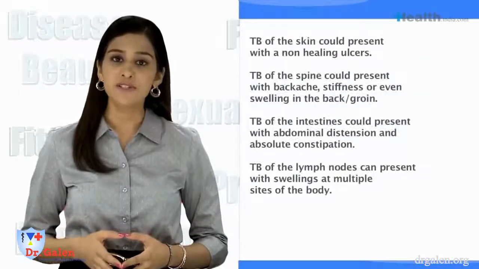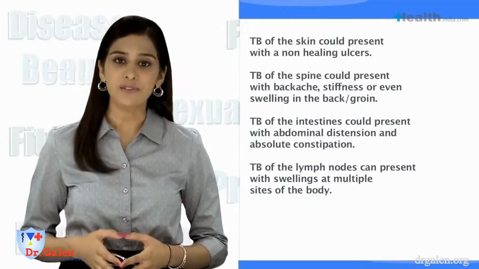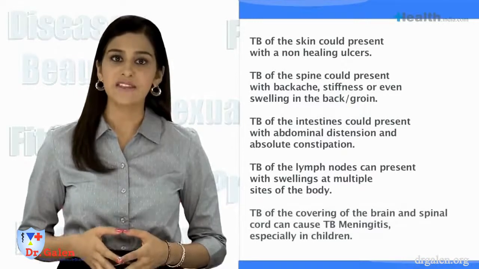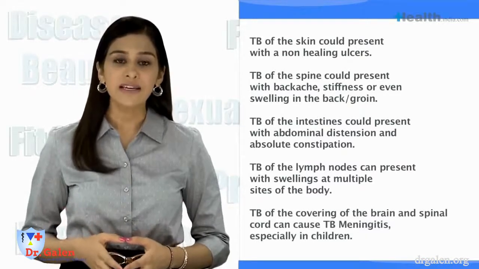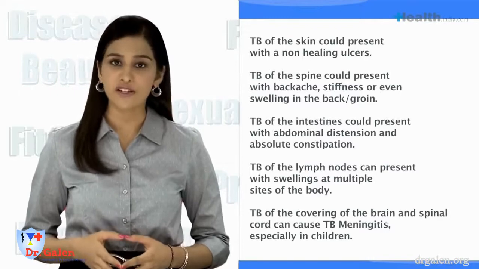TB of the lymph nodes can present swellings at multiple sites of the body. TB of the covering of the brain and spinal cord can cause TB meningitis, especially in children.